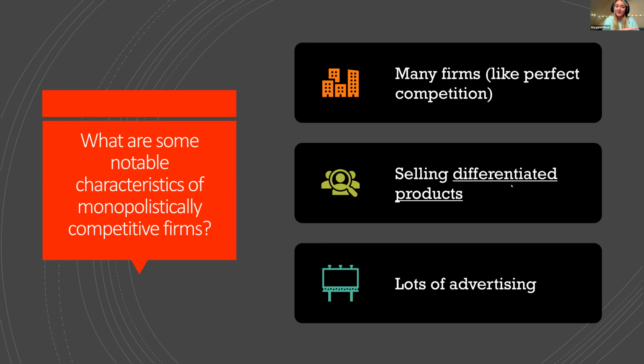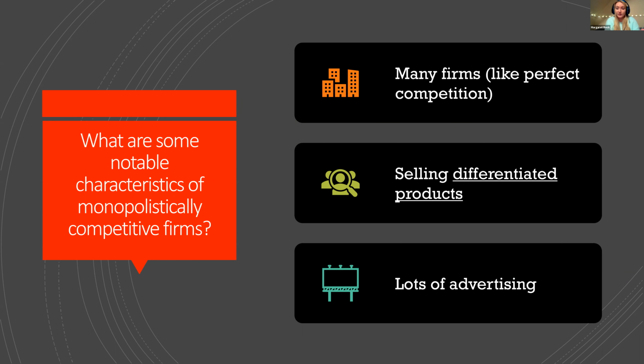In perfect competition, they're all selling the exact same good, the exact same kind of wheat, whatever. But monopolistically competitive firms are selling products that are just a little bit different from one another. So, for example, Nike sells Nike shoes. Adidas sells Adidas shoes. Even though they're both shoes, they're two different types of shoes. So there are many firms selling slightly different variations of products.